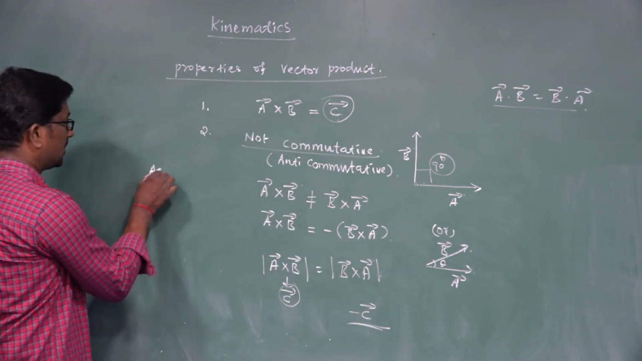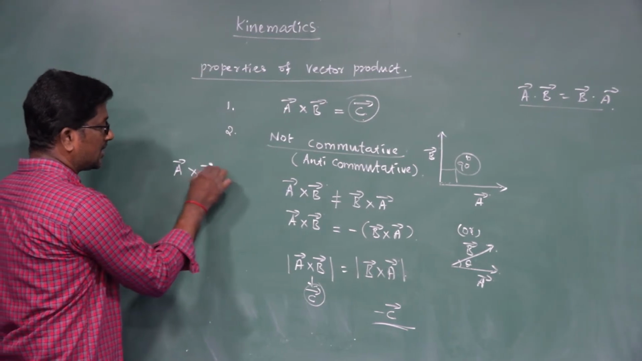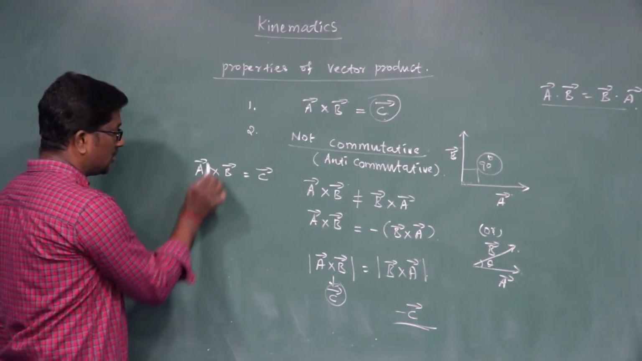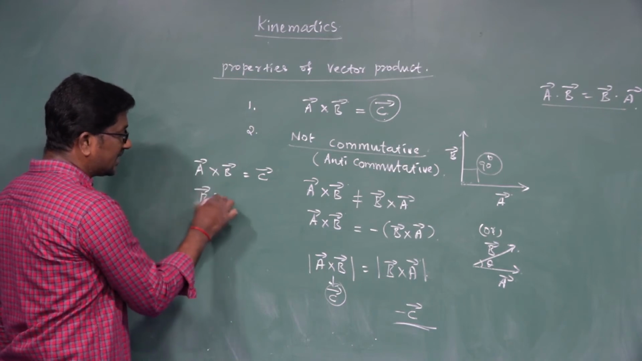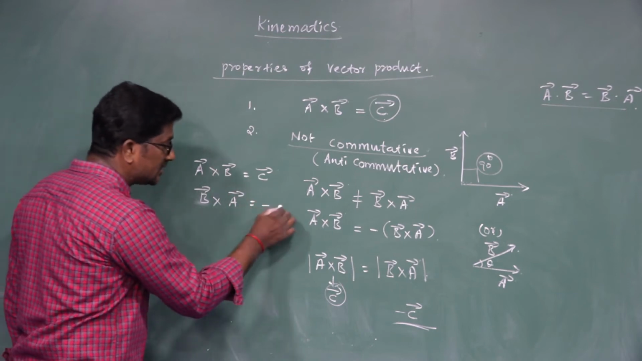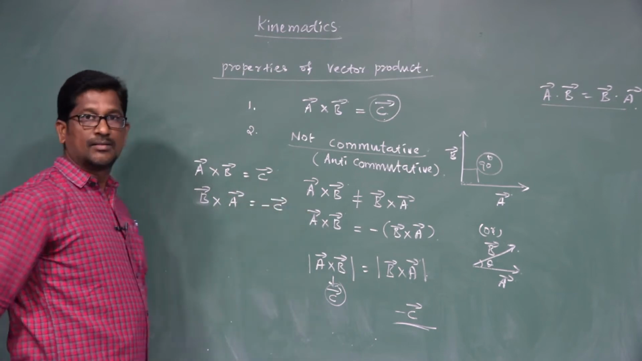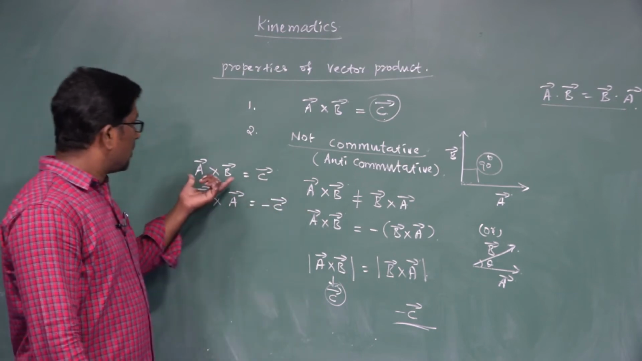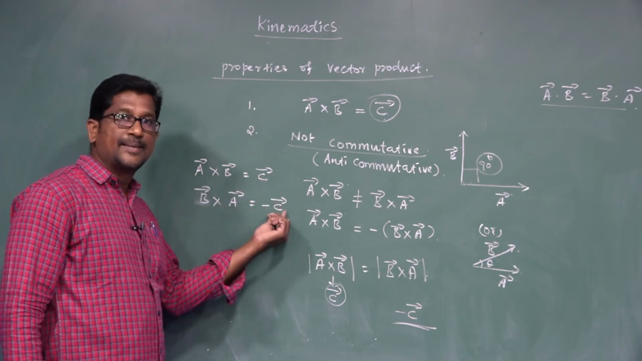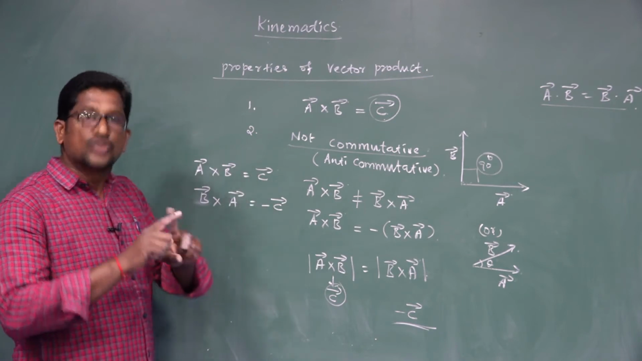A vector cross B vector is equal to C vector, but B vector cross A vector is not equal to C vector. It is minus C vector. Their magnitudes are the same, but their directions are opposite.